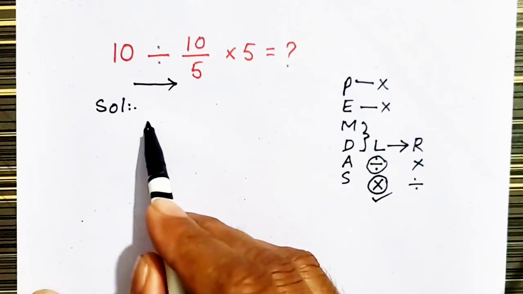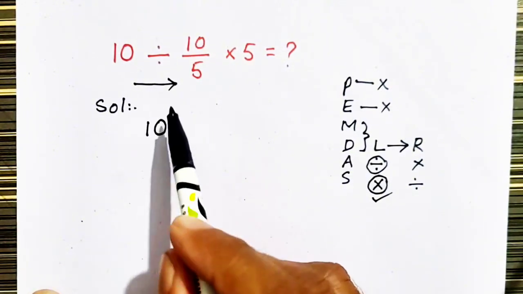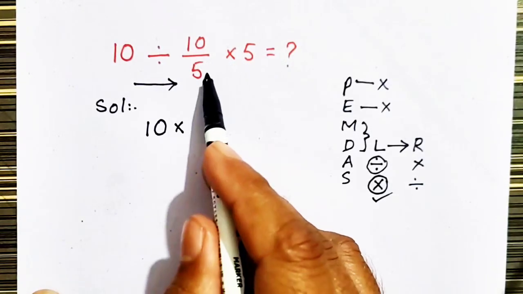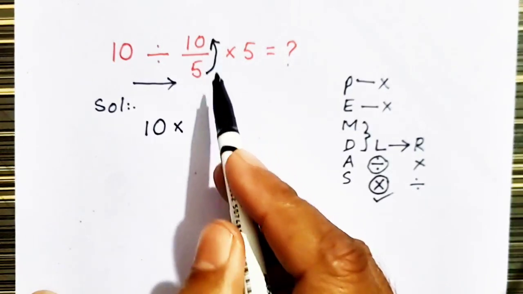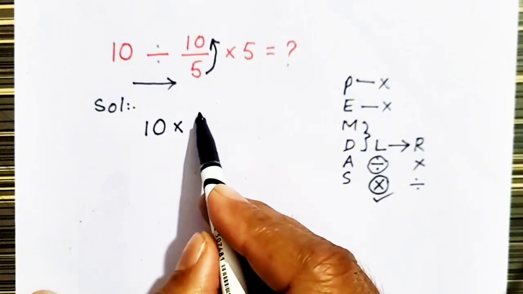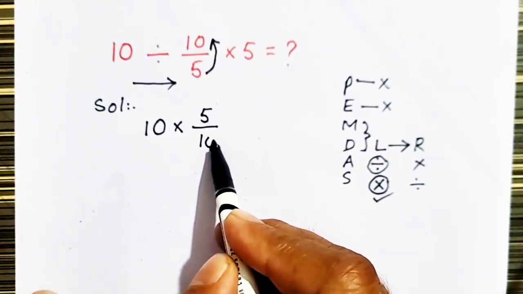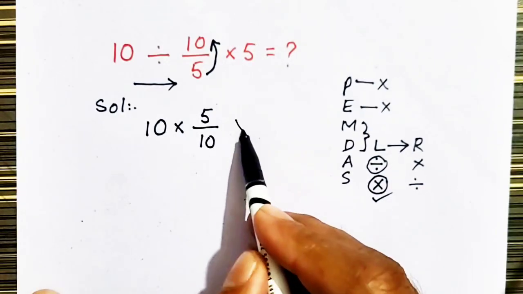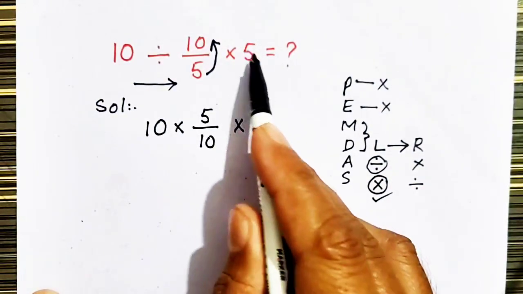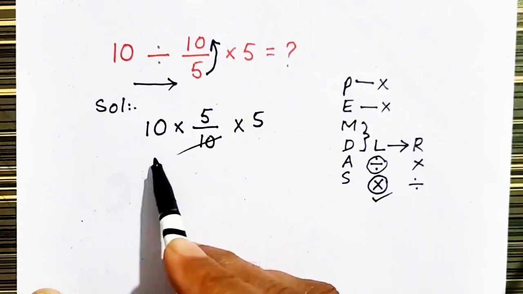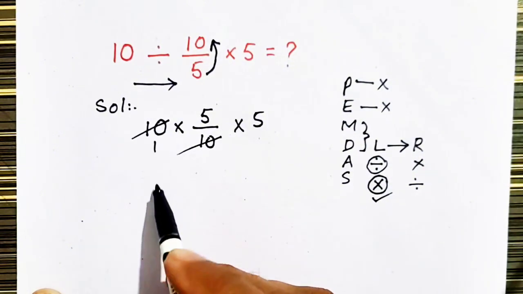Now come to the solution. 10 will be as it is. We can change this division into multiplication and flip this one. By just inverting it, it will become 5 over 10. And this one will be written as it is. Now here is cancellation. 10 and 10 are being cancelled.